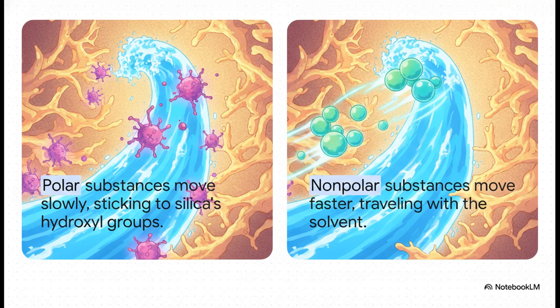Polar substances form electrostatic interactions with the silica, getting stuck and moving very, very slowly up the plate. Nonpolar substances, however, don't care about the sticky silica at all. They just ride the solvent wave and travel much faster and farther up the plate. This precise difference in speed is exactly how the chemicals separate.